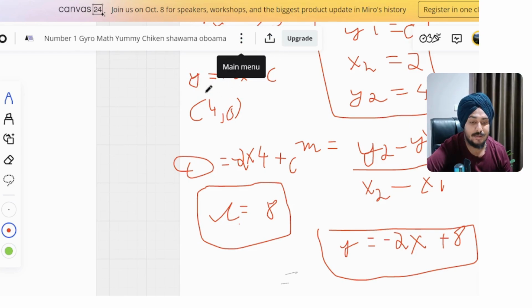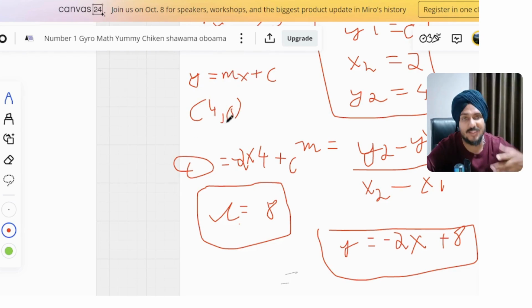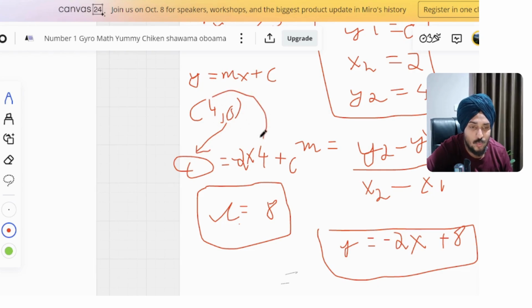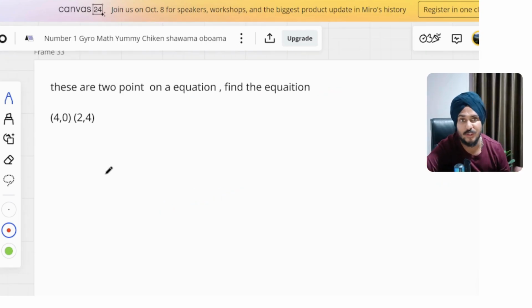Fine, we got m. And the next thing was how to find c. In this similar equation, I will substitute the values. So here, y is 0. If you compare this with y is equal to mx plus c, y is 0, x is 4, minus 2 multiplied by 4 will be minus 8. And if you move it to the other side, c will become actually 8. So the equation will be y is equal to minus 2x plus 8.